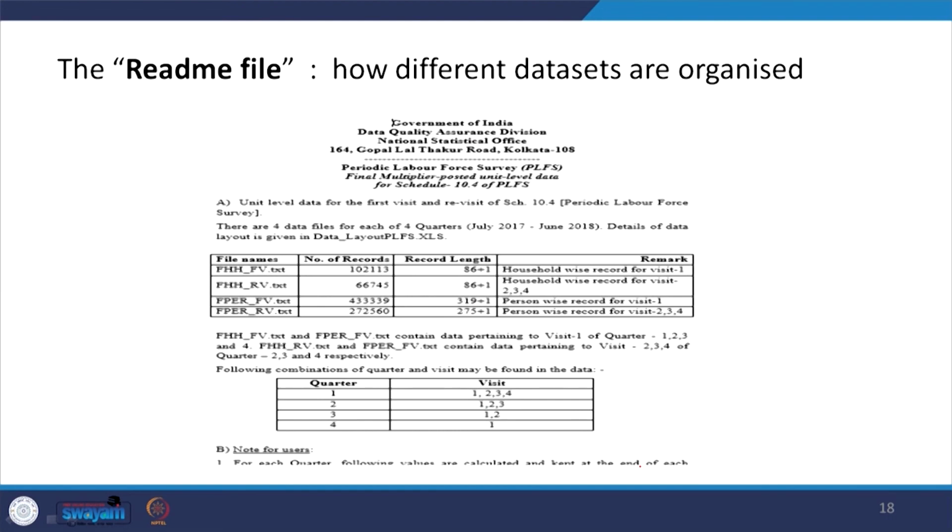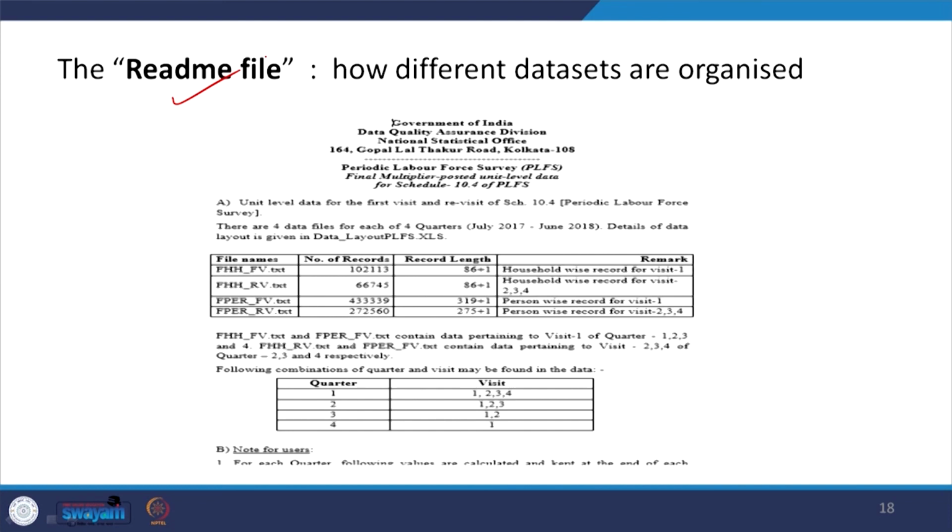Now, regarding the third aspect, it is called the readme file. The readme file is important because it contains so much information on each variable, and their codes are clearly described. Here we are referring to the readme file of the PLFS round 2017-18, studied from July 2017 to June 2018.